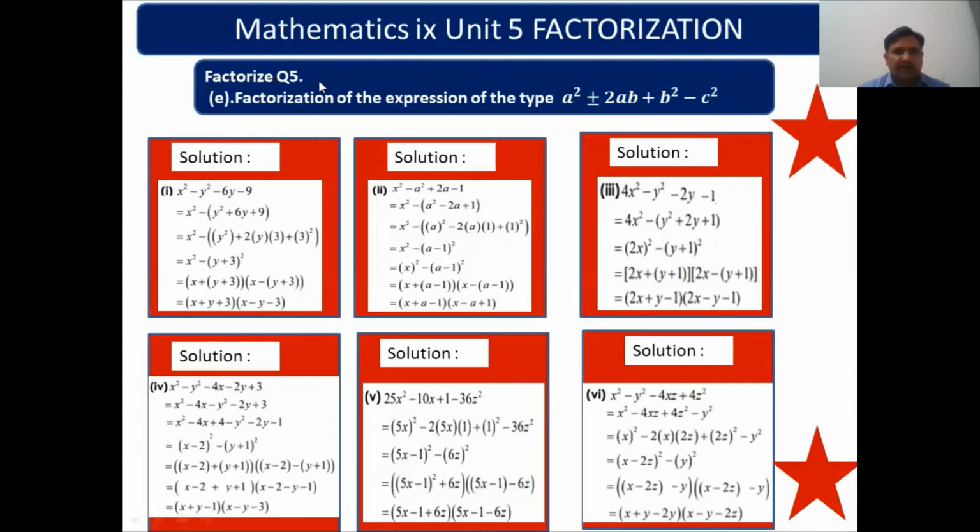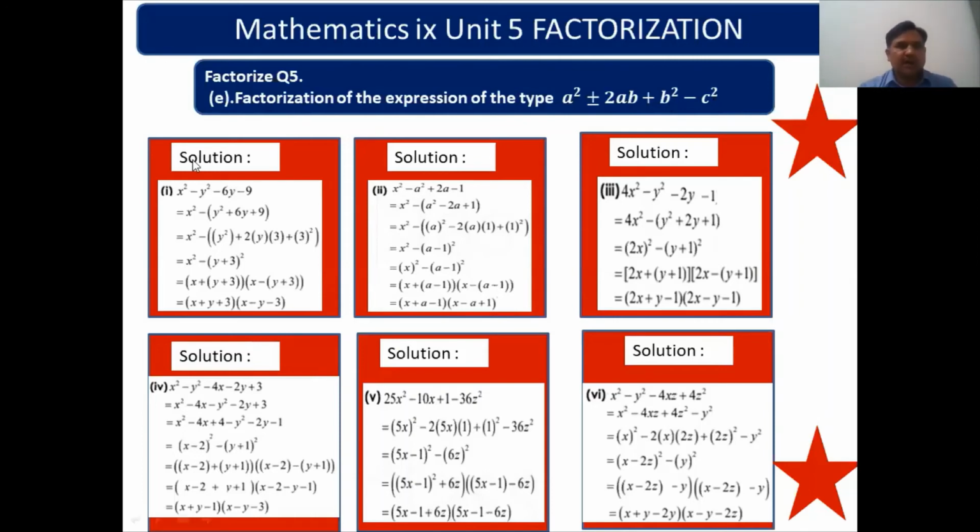Question number 5. In this question we will factorize the expression of the type a square plus minus 2ab plus b square minus c square. So the first three terms can be written as a plus b whole square or a minus b whole square, and then we use the formula a square minus b square.